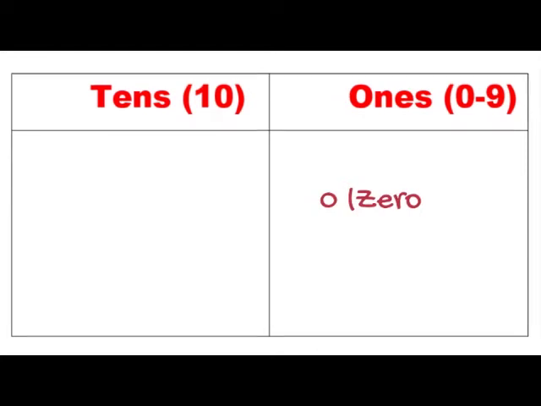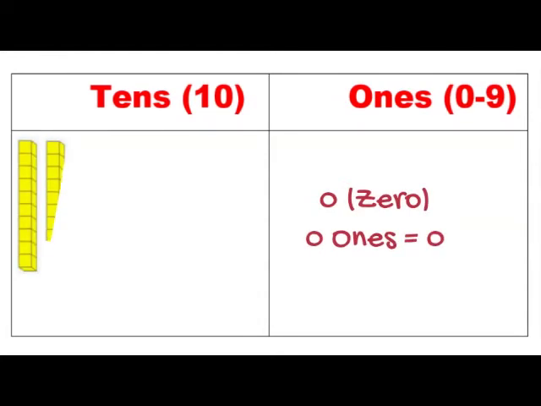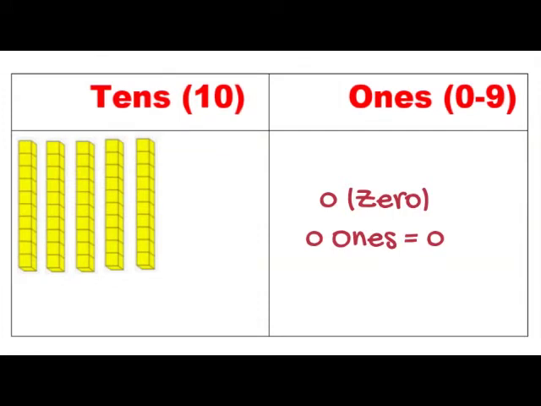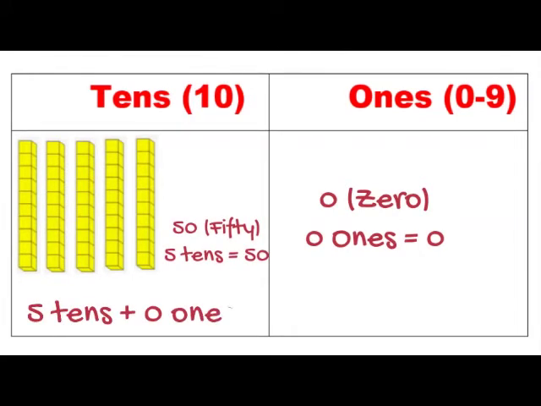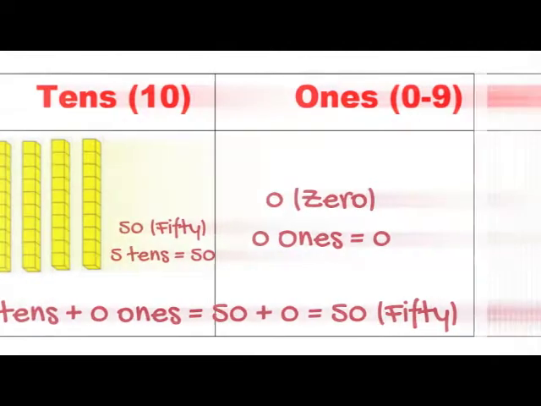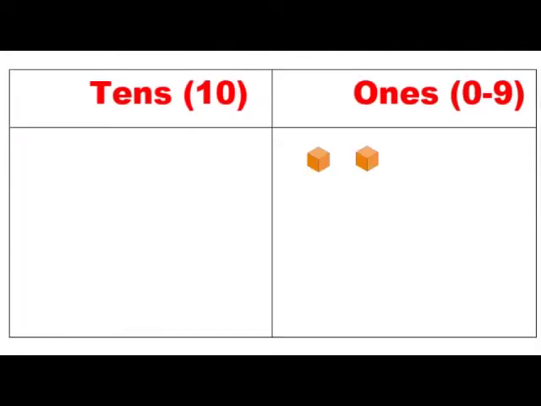So in this chart, we see that in the ones column or ones place, there is 0. 0 ones is equal to 0. And in the tens place, we have 5 blocks. That makes it 50. Or 5 tens is equal to 50. So we write this number as 5 tens plus 0 ones is equal to 50 plus 0 is equal to 50. Fifty, 50 is the number name and 50 plus 0 is the expanded form of the number 50.